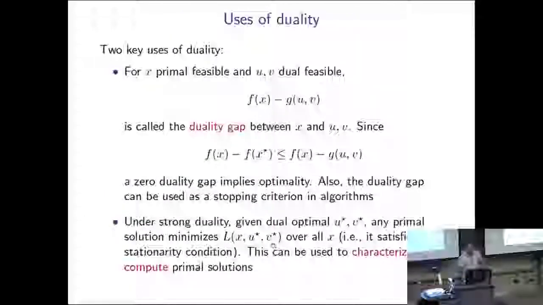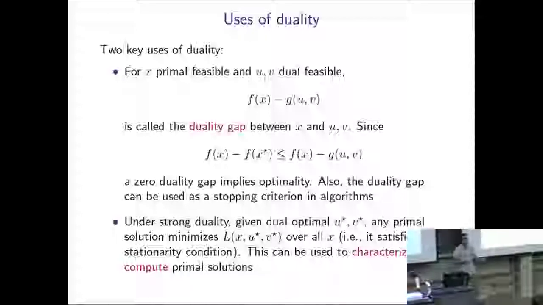Oftentimes that step is actually quite tractable. It's easy to write down the Lagrangian and characterize a primal solution in terms of dual solutions. So that gives us a determining equation for what the primal solution should look like once I know the dual. Oftentimes that gives rise to a unique characterization for the primal. We'll see examples of that. And that means that we can compute primal solutions from dual solutions.